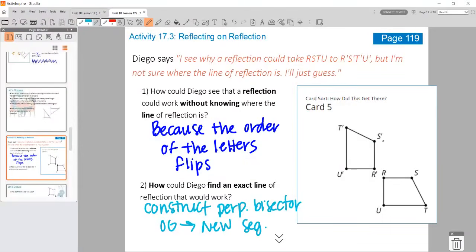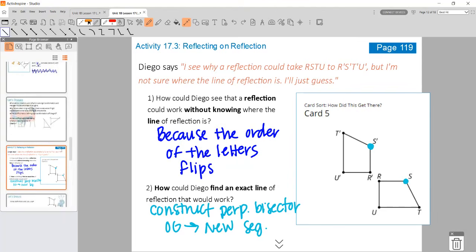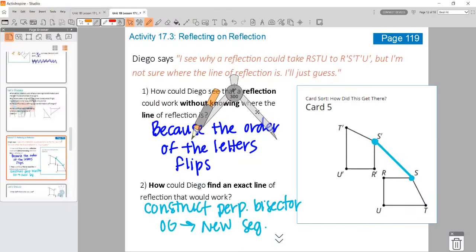So by connecting an original point to its image, that will give us a segment that we can construct the perpendicular bisector of. I'm going to do it of SS prime because it's kind of off to the edge, whereas back here the trapezoid gets in the way. We can construct the perpendicular bisector using a compass. You could do T prime, R prime, or U prime, but I'm just going to do it of S prime.